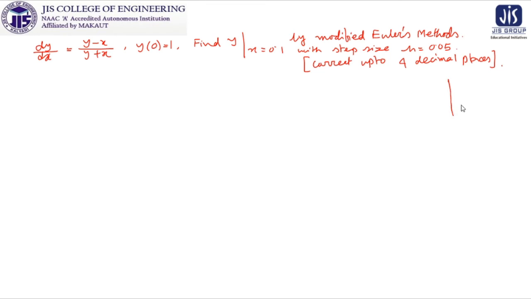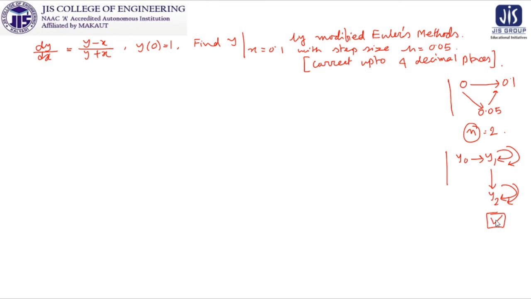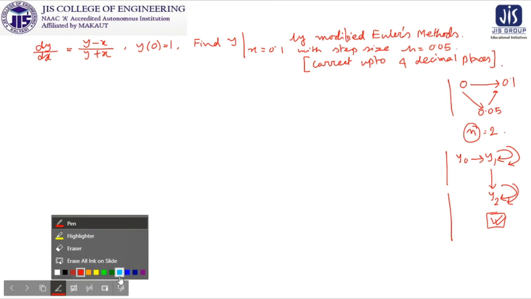Before going into the problem, it is very much clear that we are starting from 0. We have to go to 0.1, but our step length is 0.05. So this is the way through which we have to follow. That means the number of steps we have to perform is equal to 2. So the scheme gives us that we have to find out y0 to y1, then we have to reconfirm y1, then we will go for y2, we have to reconfirm y2, and then we will give that confirmed thing as our final answer. So this scheme has to be very much clear or concrete to us.